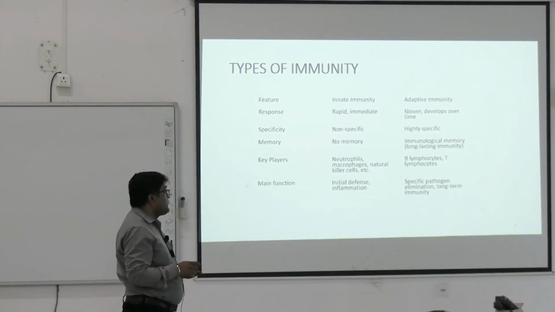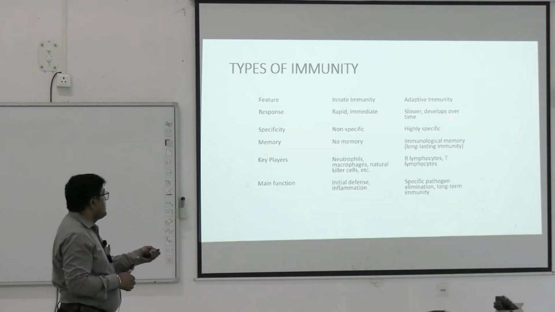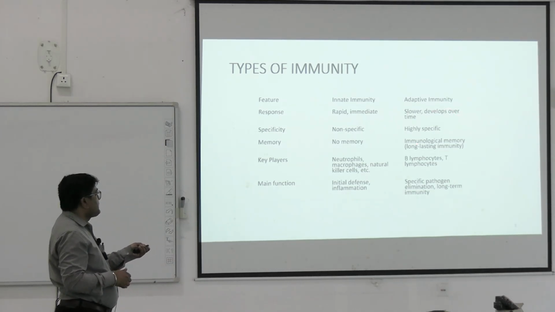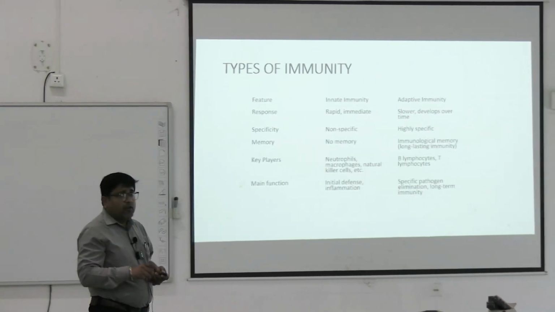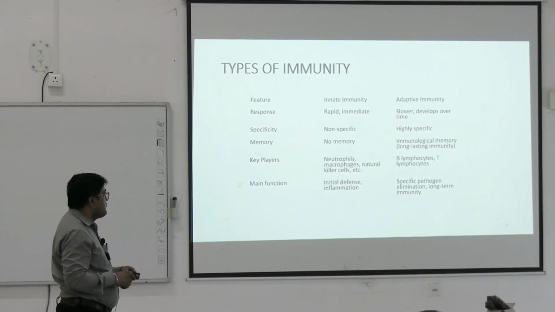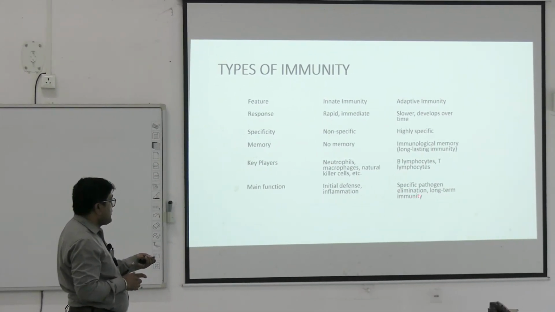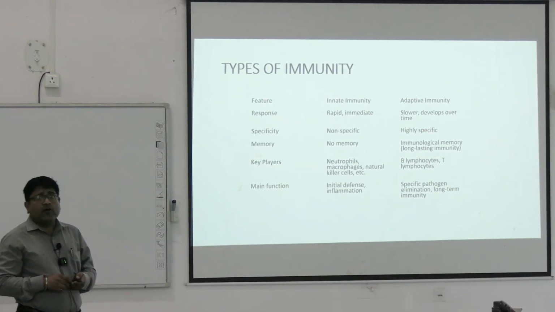What do we mean by adaptive immunity? It develops over time, it is acquired. Now, it is slower to develop over time, highly specific, long-lasting memory is seen. Here the T and B lymphocytes are involved and they result in specific pathogen elimination and the long-term immunity.